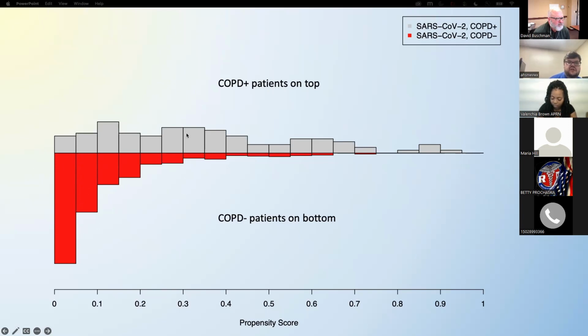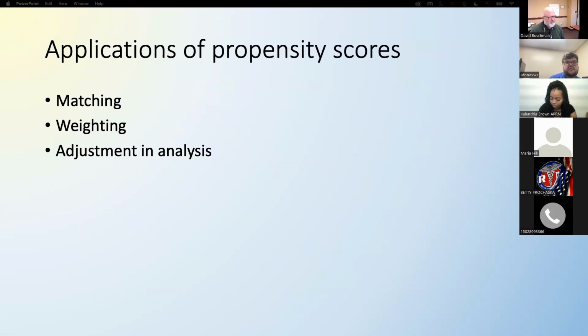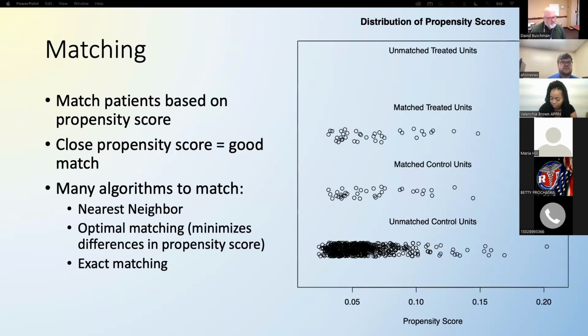So then using these propensity scores that were added, we can look at a couple of different applications. If you remember, we talked about adjustment in analysis and matching. So you can actually use propensity scores to supplement those processes. For matching, instead of matching based on a risk factor, say age or sex or race, we're going to match based on their propensity score. So you're typically saying that someone who is close in propensity score is a good match.